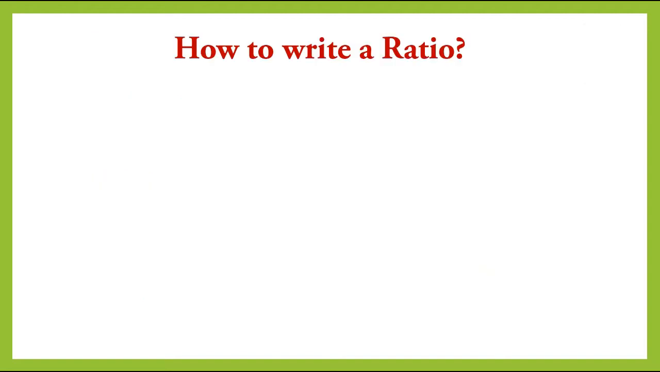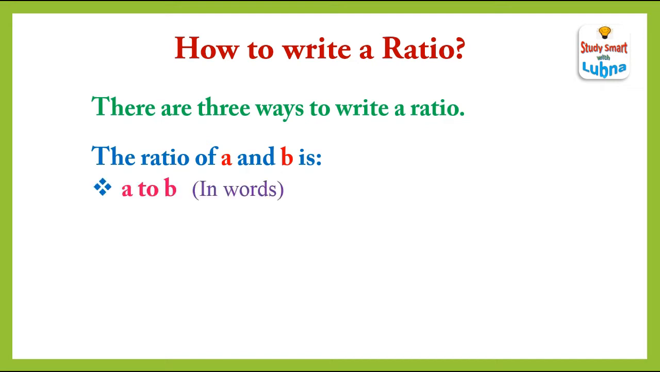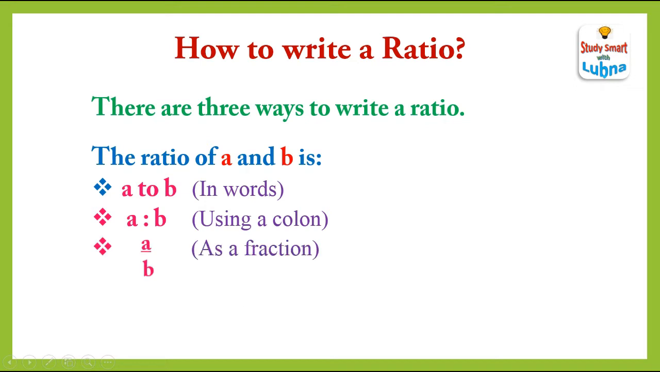How to write a ratio? There are three ways to write a ratio. The ratio of A and B is A to B. We can write this in words by putting "to" between A and B, as A colon B using a colon, or we can say A is to B. We can also write the ratio in the form of a fraction, where A and B represent two quantities.